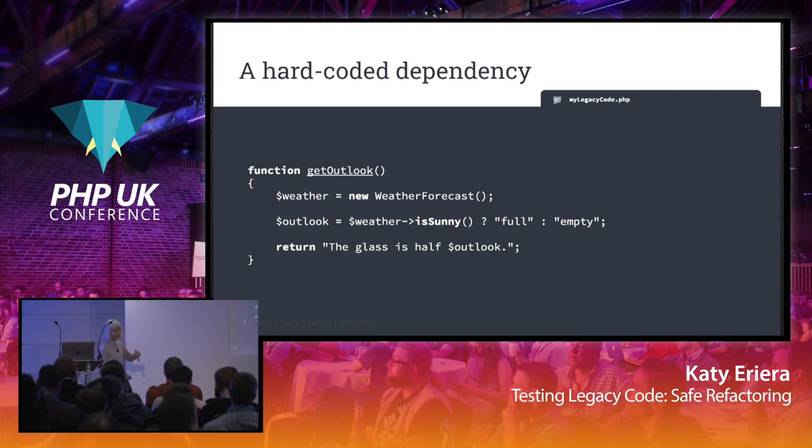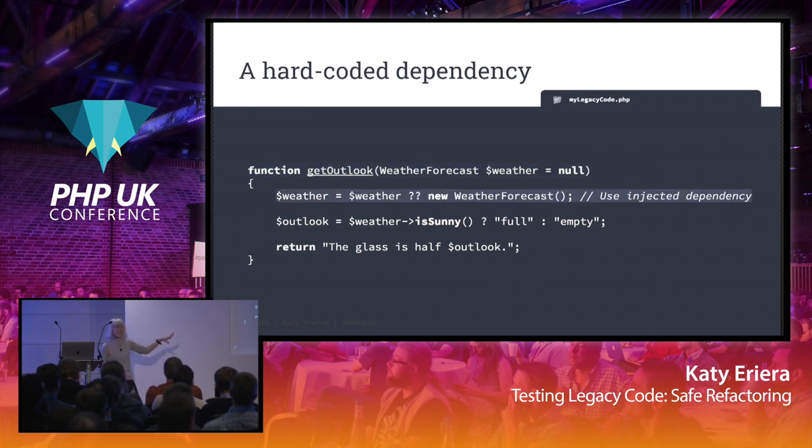Here we have our getOutlook and our new WeatherForecast. This is a hard-coded dependency because we are creating the dependency within our actual method. Instead, we can inject our dependency using dependency injection. That is creating a dependency outside of our method and passing it in just via a parameter. And that is the essence of dependency injection. Dependency injected. Now you know.